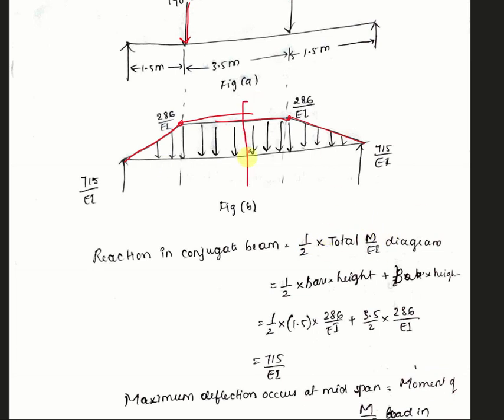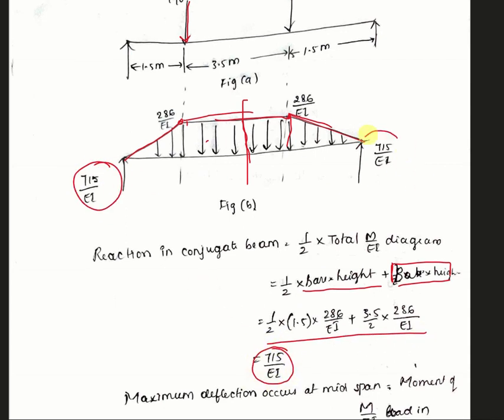This is a very symmetrical section, right? Even though there is a gradually varying load up to here, gradually varying load up to here, and a uniformly distributed load here, it is symmetrical. So we can just take half of the total M by EI diagram. Half into base into height for the triangular portion, and just base into height for the rectangular portion. From that you will get 715 by EI as the reaction in the conjugate beam.